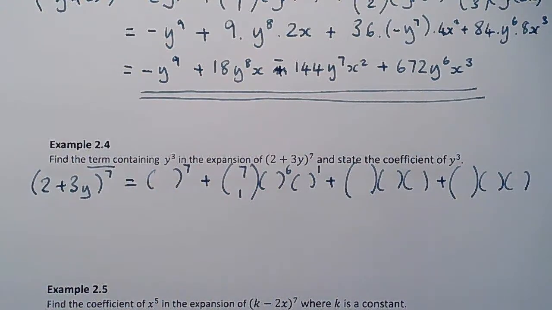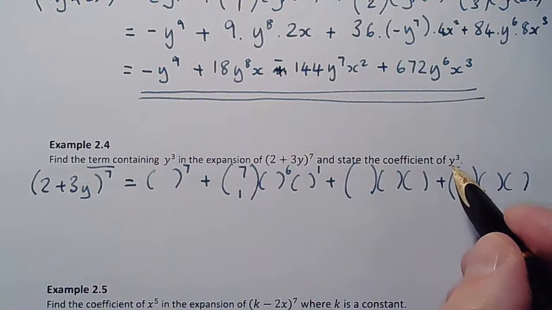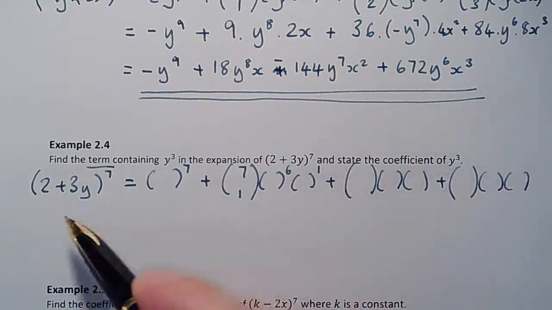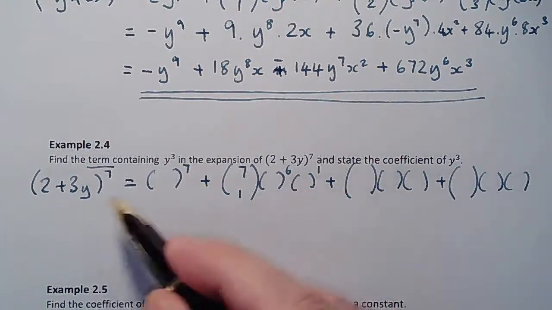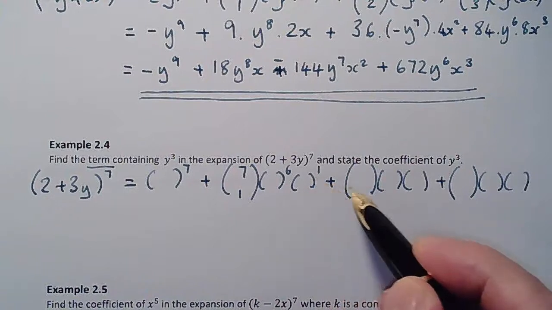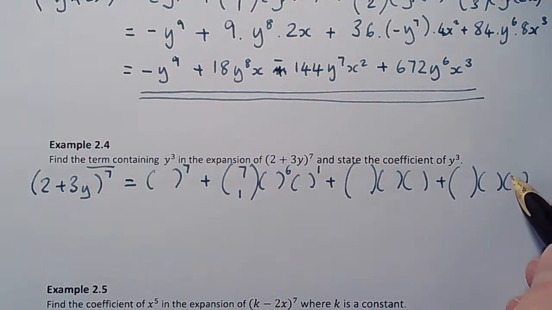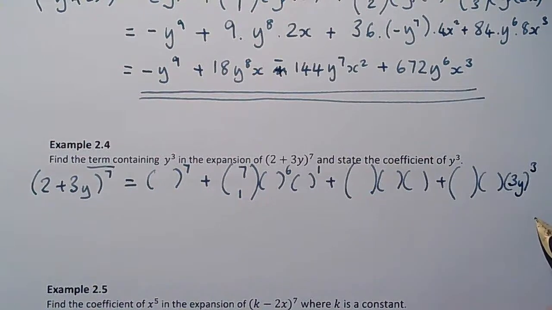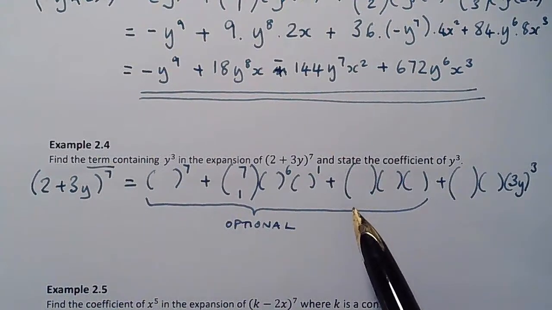I mean, you can do. If you're most confident just filling it all the way in, then that's fine. But we want the term where we're going to get y cubed. So if we do it in this order, my y's are going to appear in the second bracket. So this one here would have 3y to the power of 1. So I can work out that it would be actually this term that will have 3y to the power of 3. So it's only this term that I need to fill in. So these are optional. Whether you put them down, whether they help you or not, is up to you.